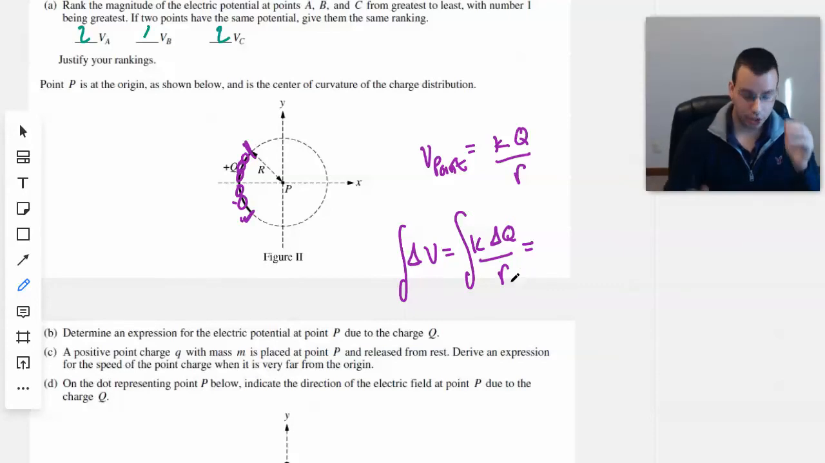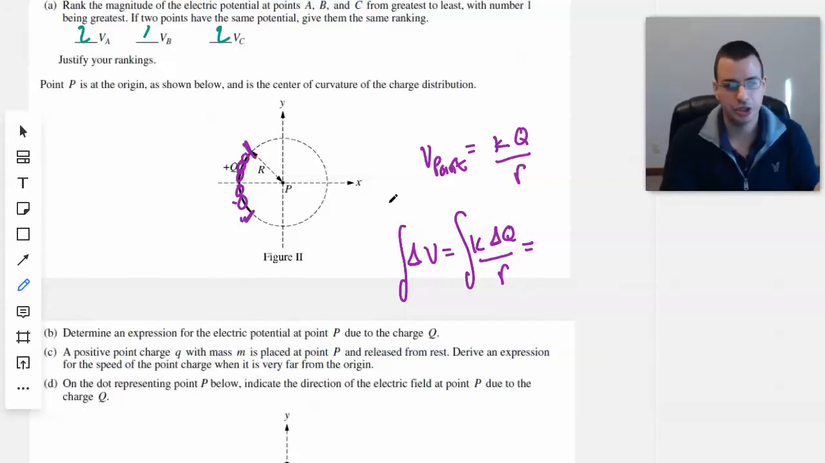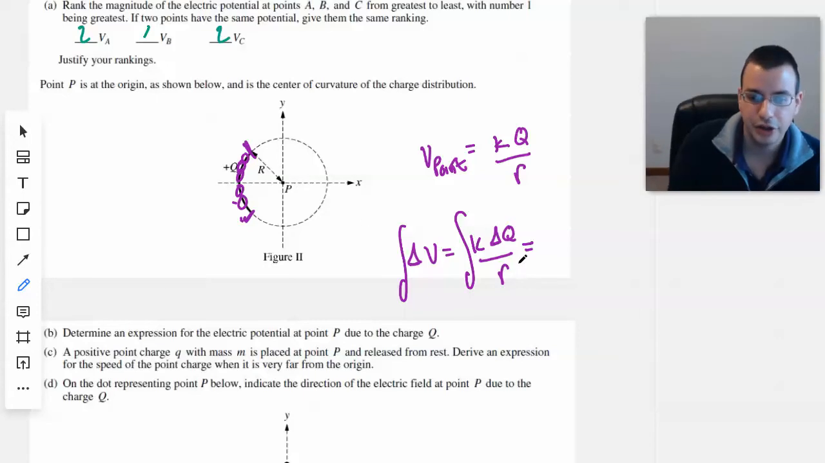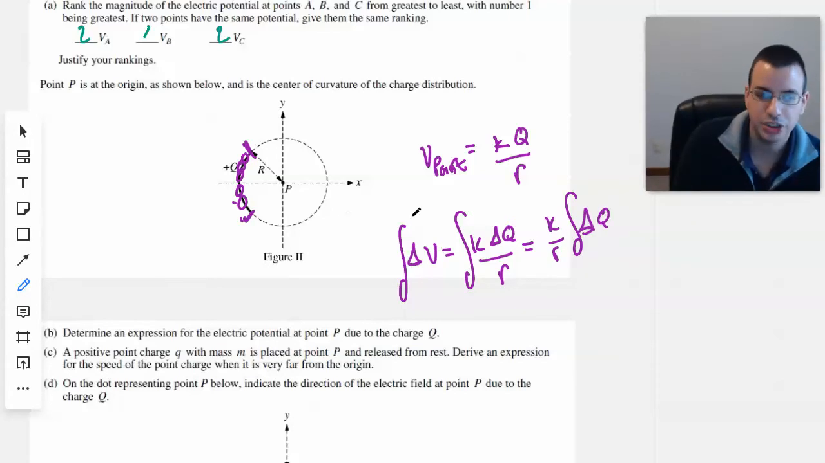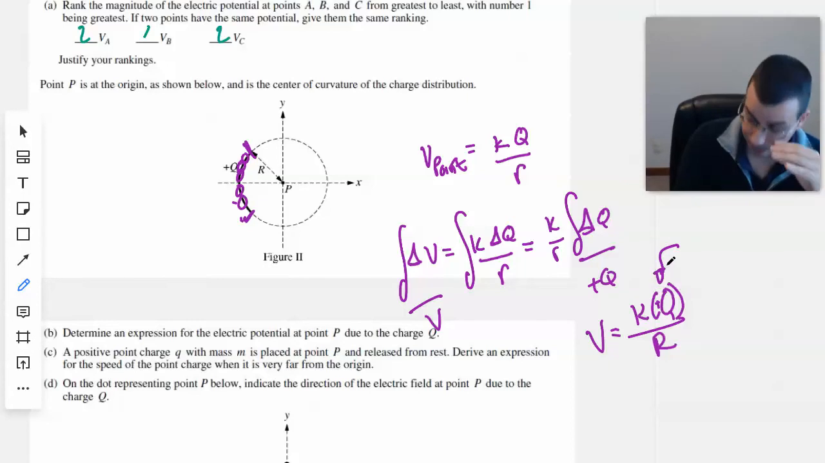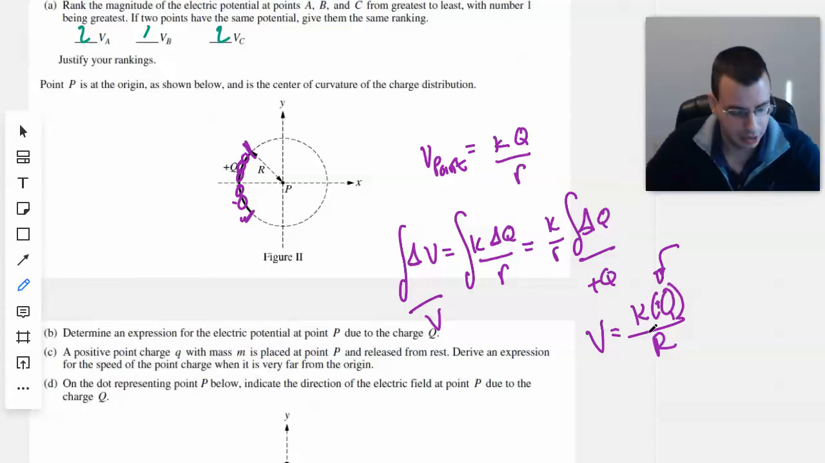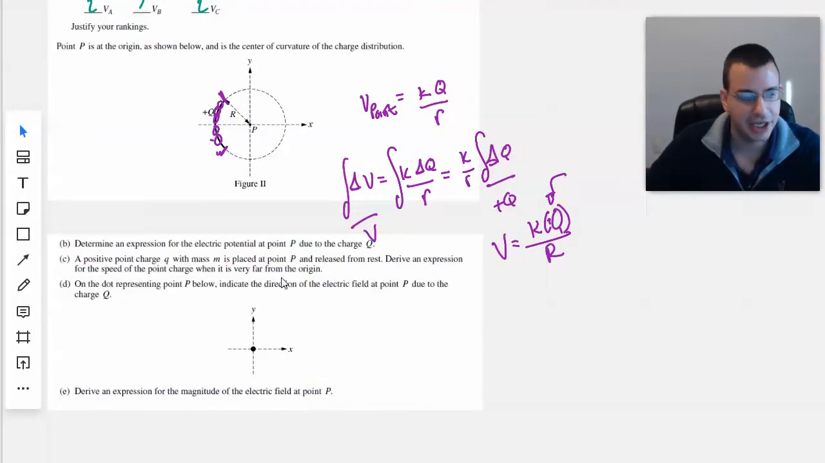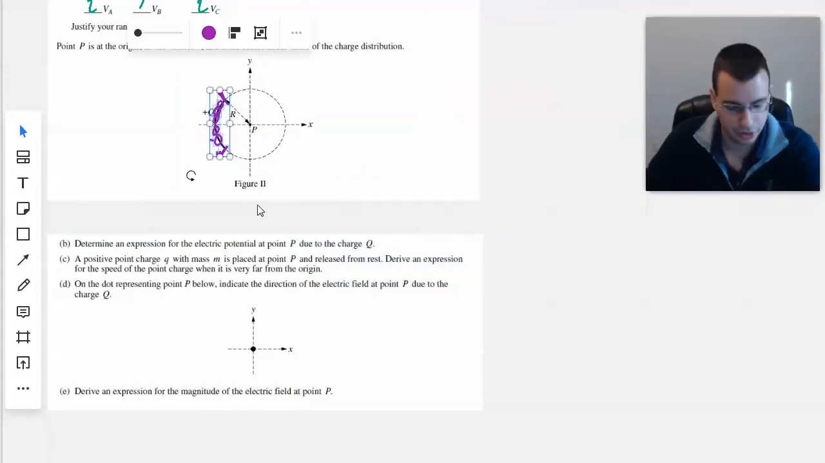Well, we know that R is going to be the same for every single part of the curvature, which is why the question chose P specifically to be at the center of curvature. So what this becomes then is K over R can be pulled out, and we have delta Q, a small amount of Q in the middle. This then just becomes the total Q. This becomes V. So voltage equals K Q over R, where the Q is the symbol for total charge, not actually adding Q. We are actually multiplying by positive Q. So voltage equals KQ over R. Correct. Delete all those small delta Q's.